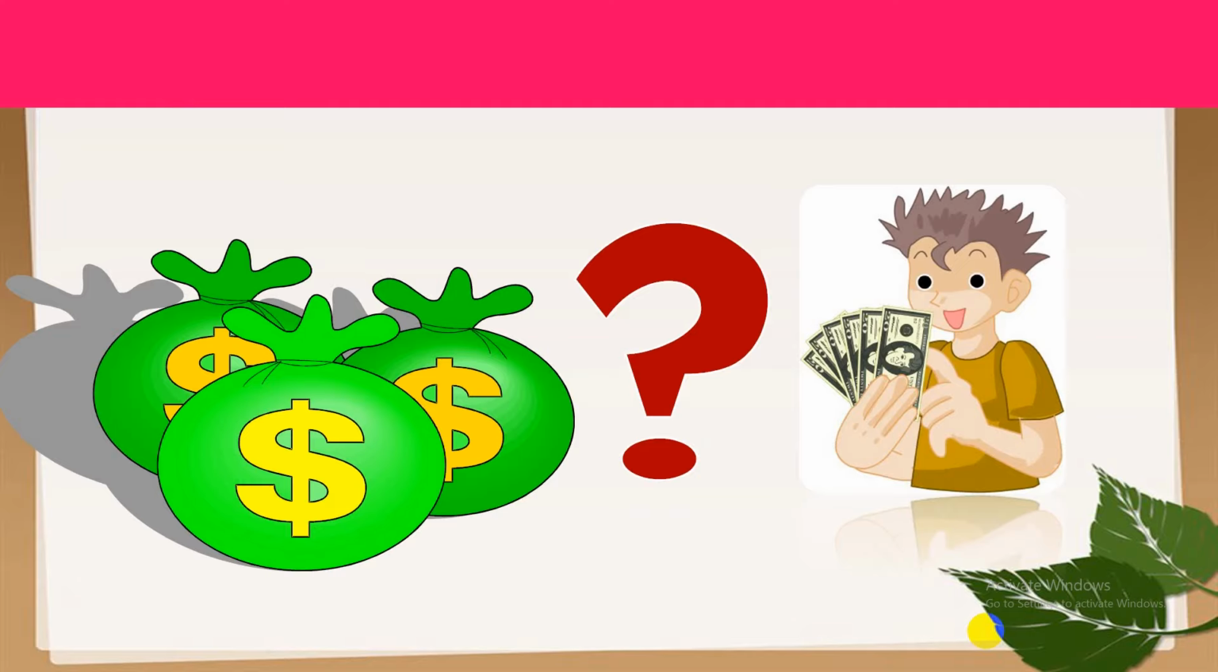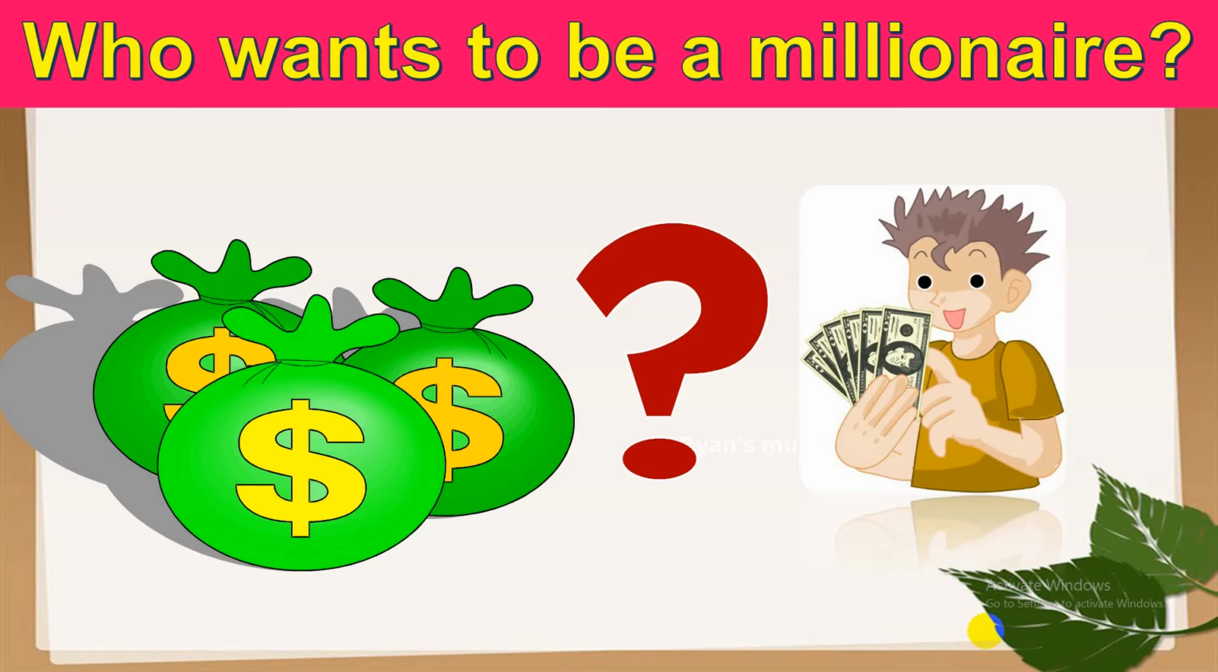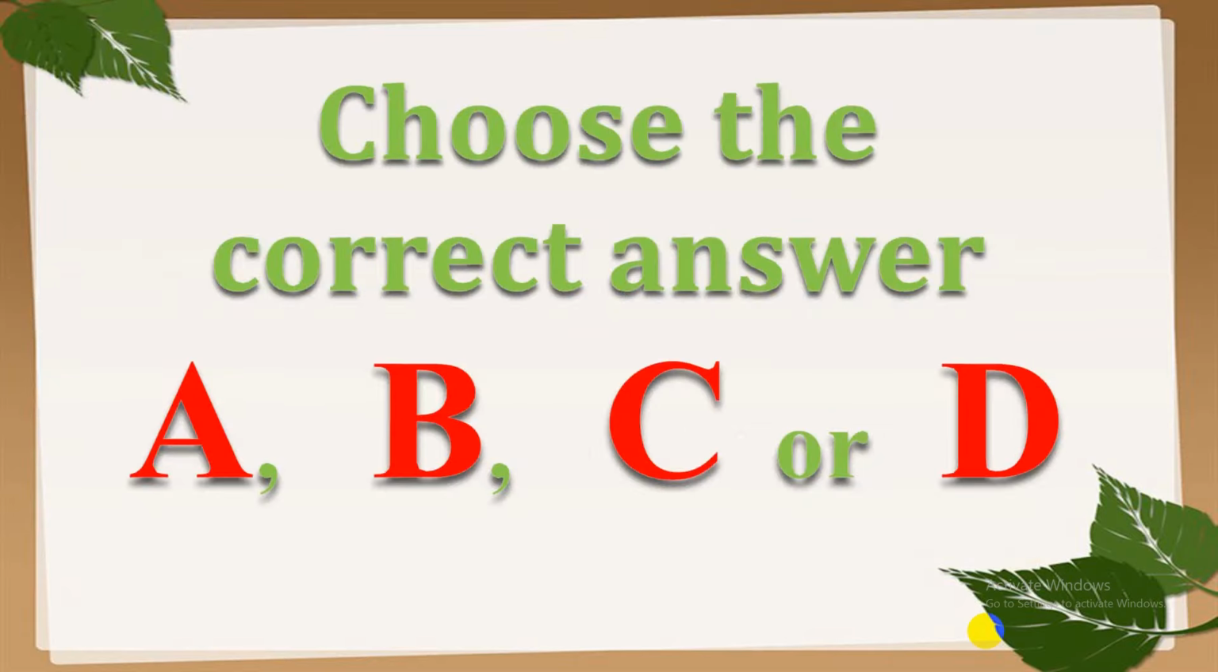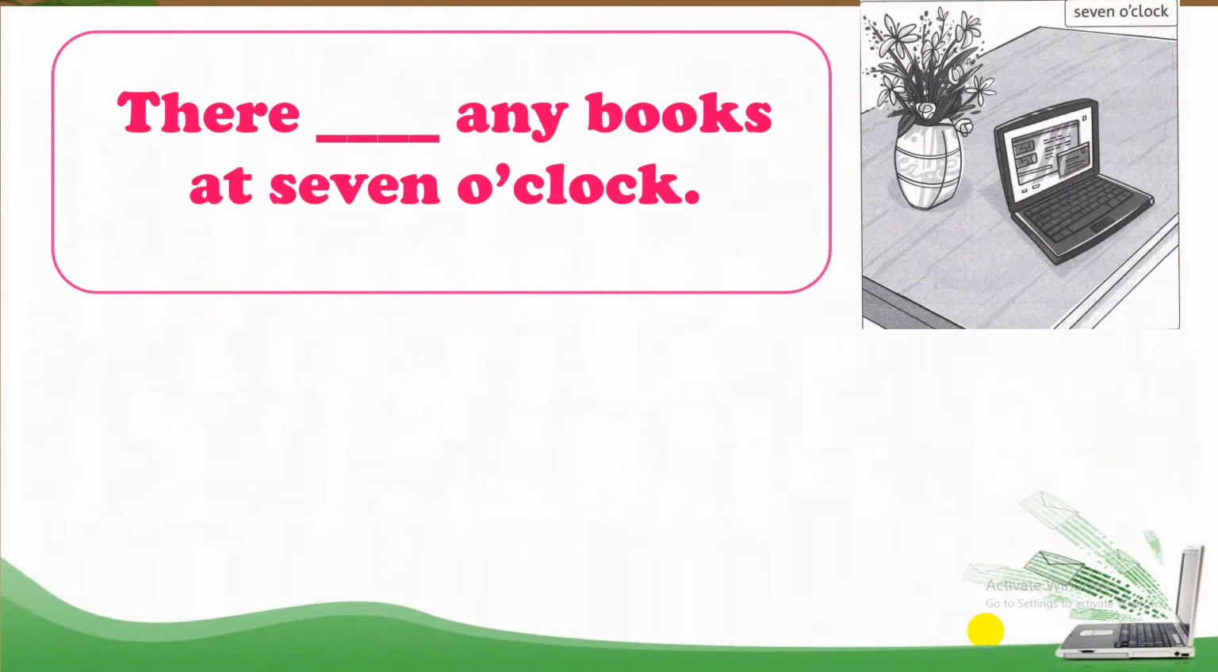Do you want to play a game? Our game is Who Wants to Be a Millionaire? We have 6 questions and you have to choose the correct answer A, B, C or D. Are you ready? Let's go! Question number 1. There any books at 7 o'clock?